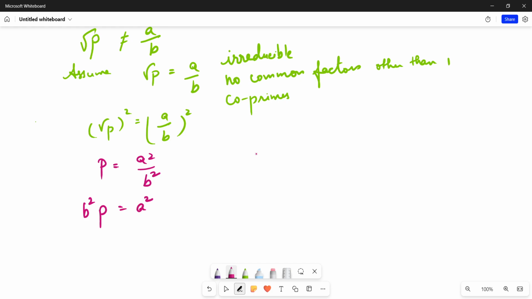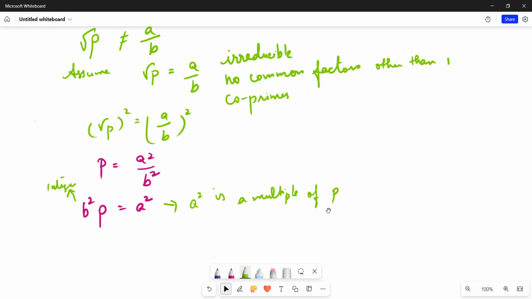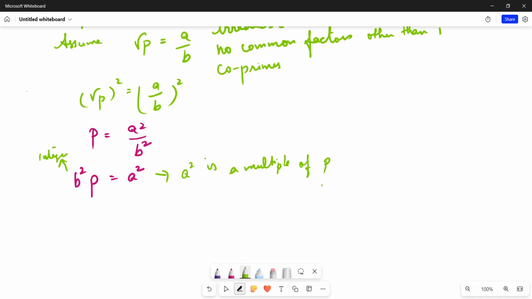So A squared can be expressed as a product of P, a prime number, and B squared. B squared is a positive integer because it's the square of an integer. So this is an integer being multiplied by P. So P is a factor of A squared, or we can write it as A squared is a multiple of P. This is what we find from this. Now does this mean anything for A? If A squared is a multiple of P, does it mean that A is also a multiple of P?